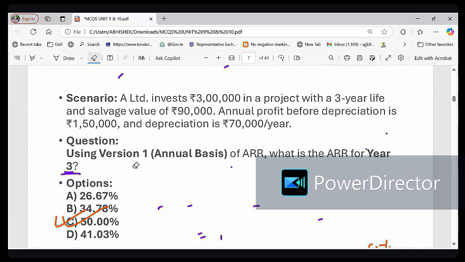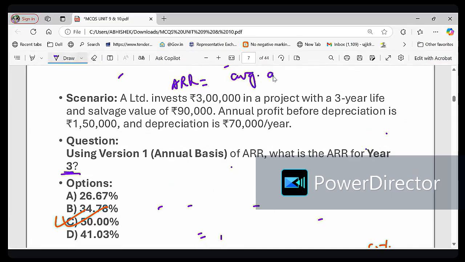So the formula remains the same. To calculate the accounting rate of return, in the numerator we write the average annual profit. In that case, we were not taking average annual profit, we were just taking the profit. But in this case, we are taking average annual profit, and we will divide by the total initial investment and multiply it by 100. So this is the formula we will use for version number 2.